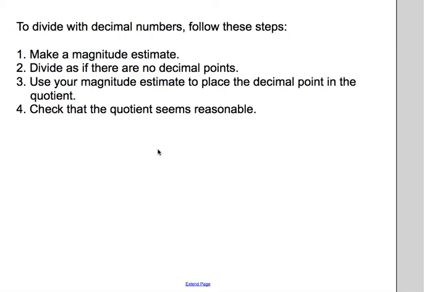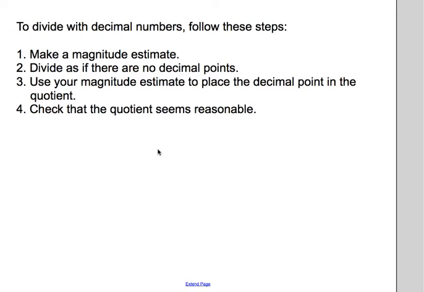To divide with decimal numbers, follow these steps. First, make a magnitude estimate. Especially when dividing with decimals, just like when you're multiplying with decimal numbers, making a magnitude estimate before you begin is essential. That means very, very important. Step 2, divide as if there are no decimal points. So you're going to do exactly the same thing as you would normally do to divide the numbers.